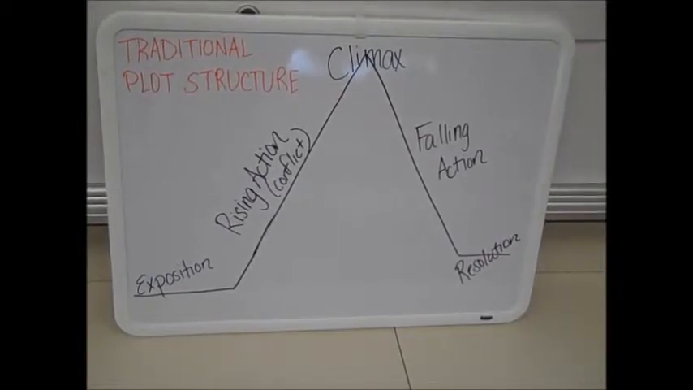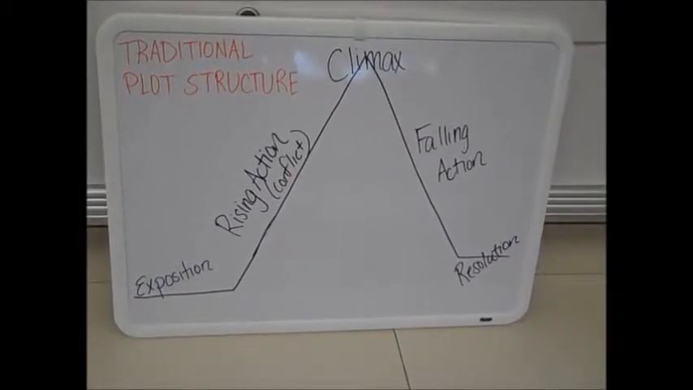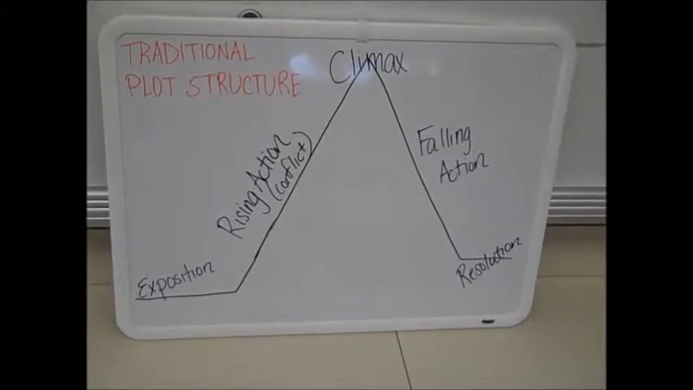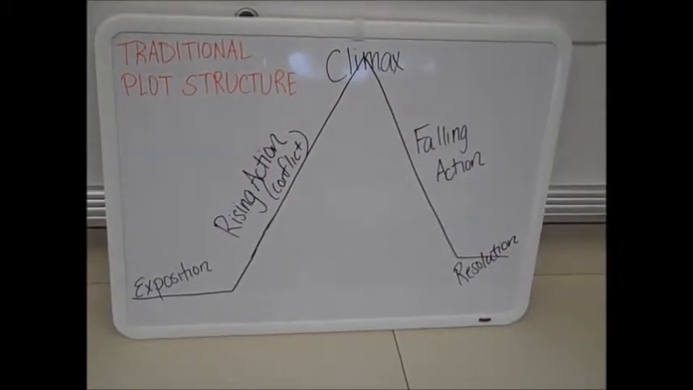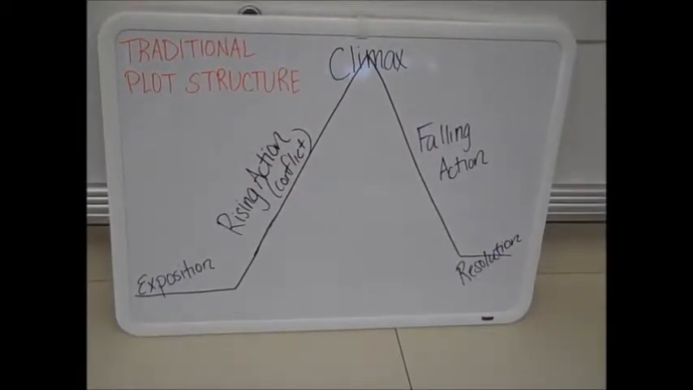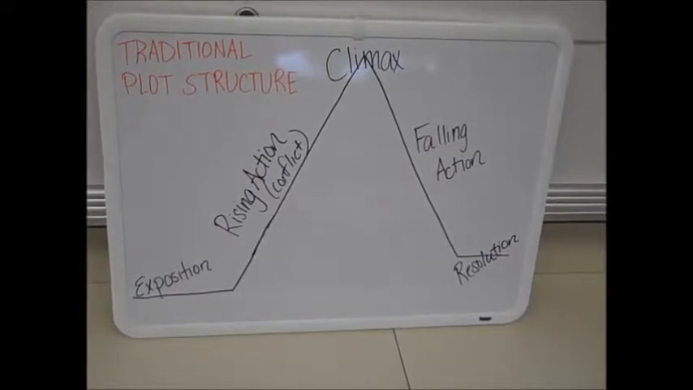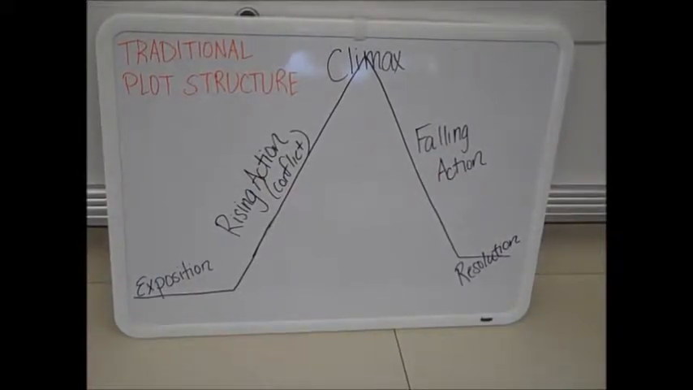We've been talking a lot about the traditional plot structure and the traditional plot structure diagram, and this is the diagram that you've gotten used to seeing. It looks kind of like a mountain. It goes up and then back down again. It includes an exposition, a rising action, climax, falling action on the other side, and then a resolution. And this is the basic structure that everybody knows.